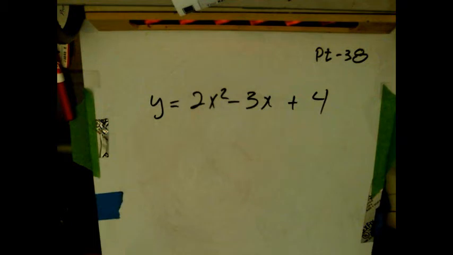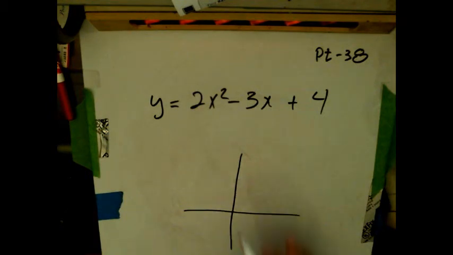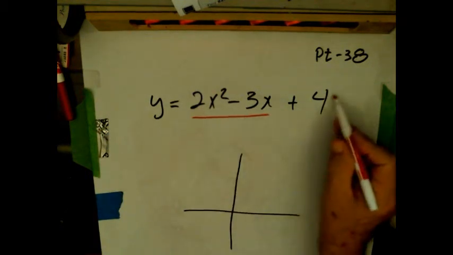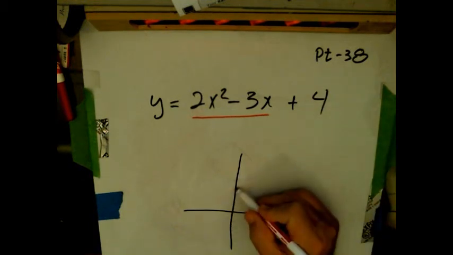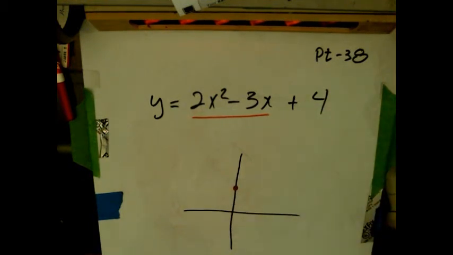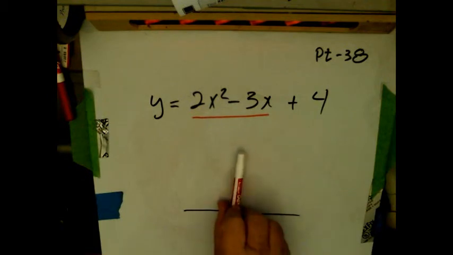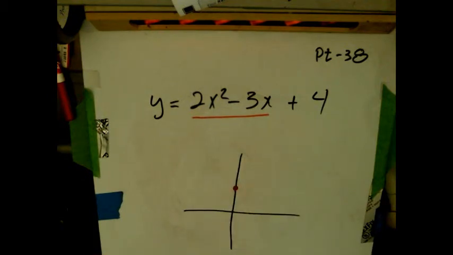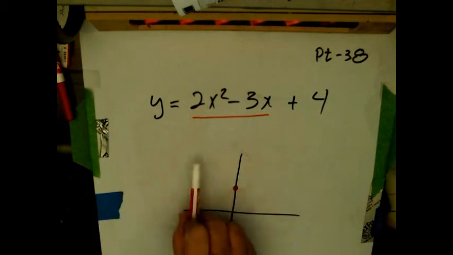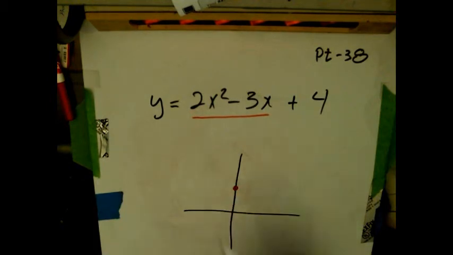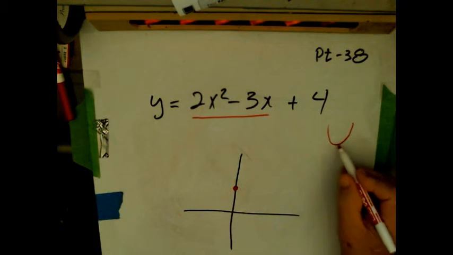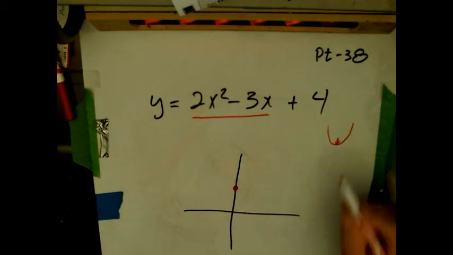One thing I know is if I let x equal 0, these terms go to 0 and I'm left with y equals 4. So I will have a point on my graph there at plus 4 on the y-axis. So the question then is, where is my vertex? Is it over to the right or to the left? And since this is a plus, I know it's U-shaped up, and so the vertex will be the lowest point on that graph.